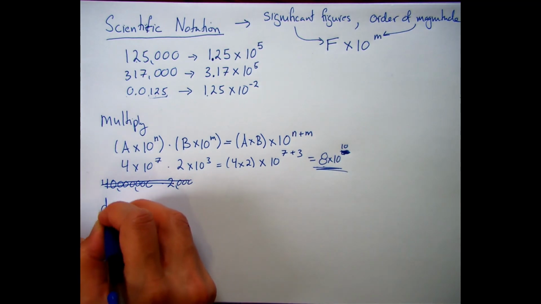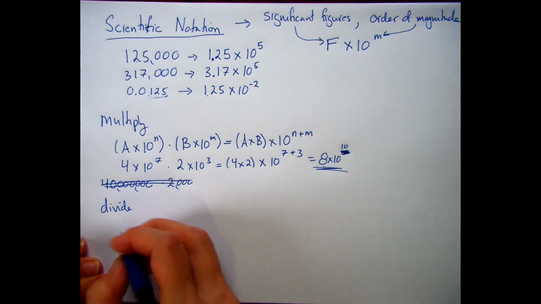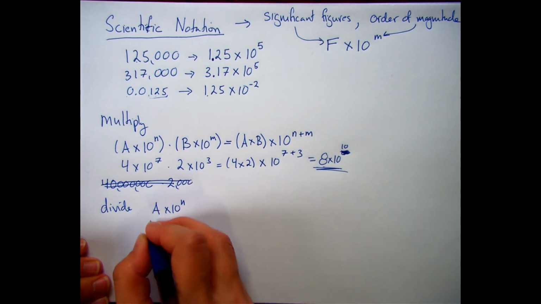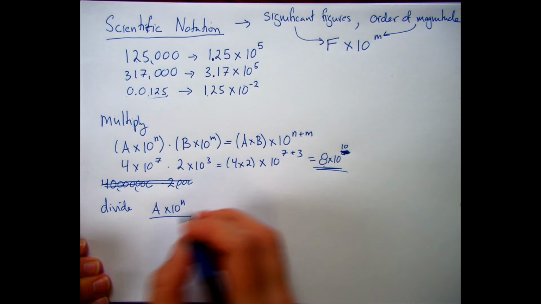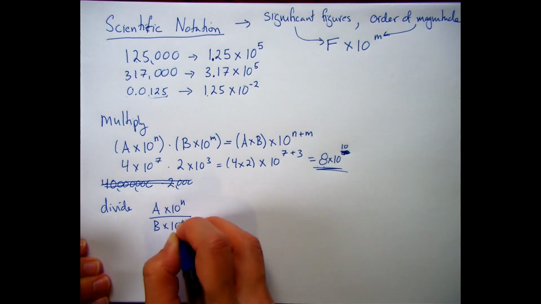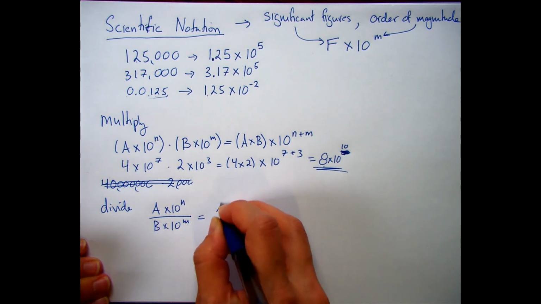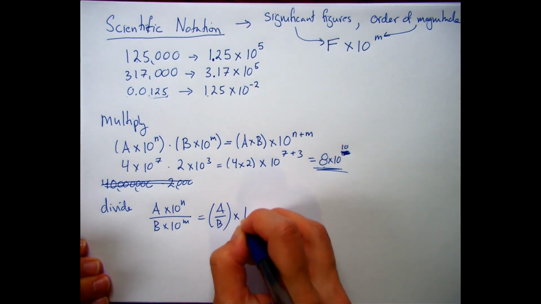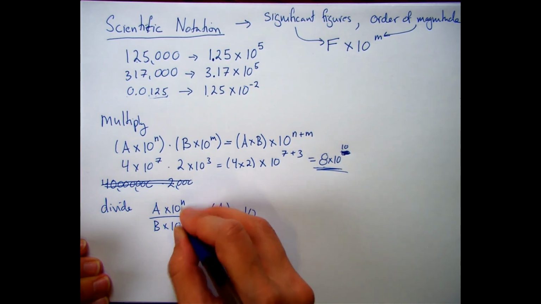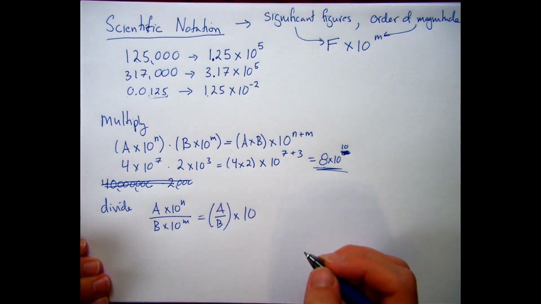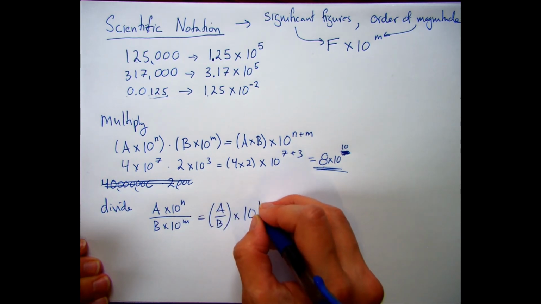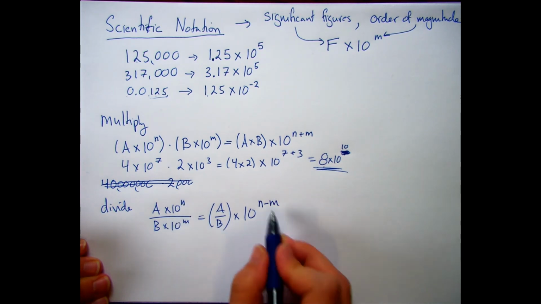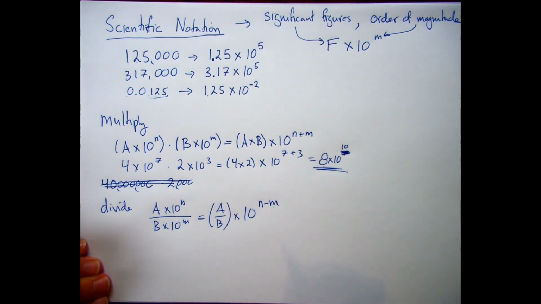And a similar thing happens when you divide. So if you have two numbers in scientific notation, A times 10 to the n, and B times 10 to the m, then we divide the significant figures. And because we're now dividing powers of 10, we subtract those exponents. So it's n, the power on top, minus m, the power on bottom.